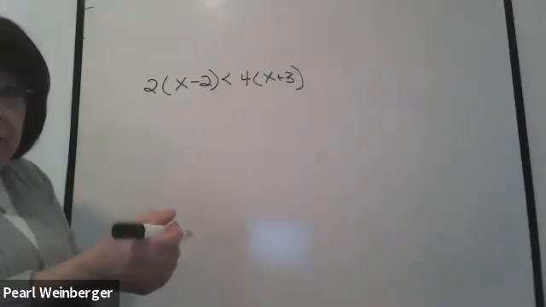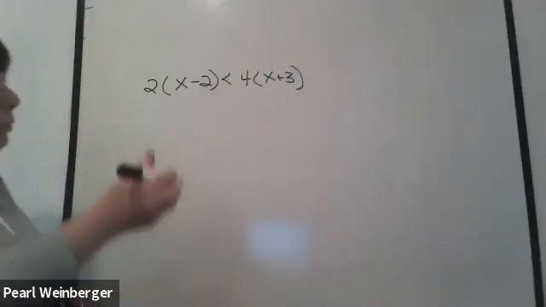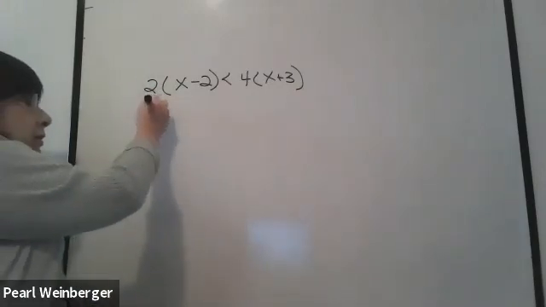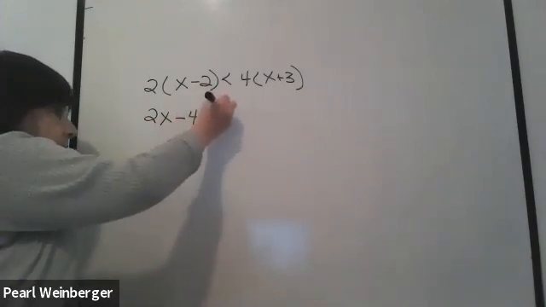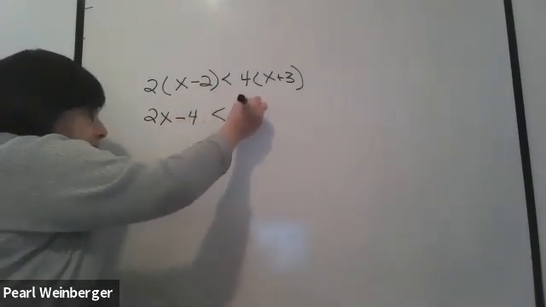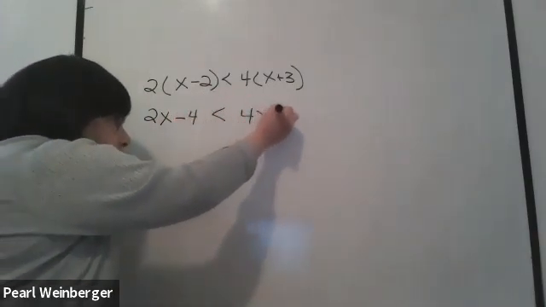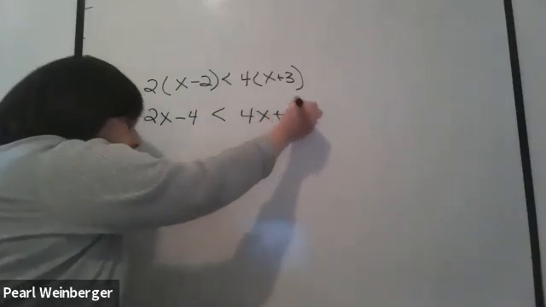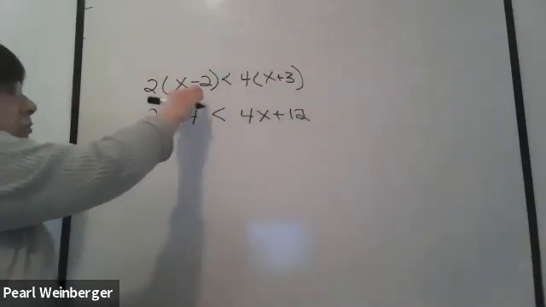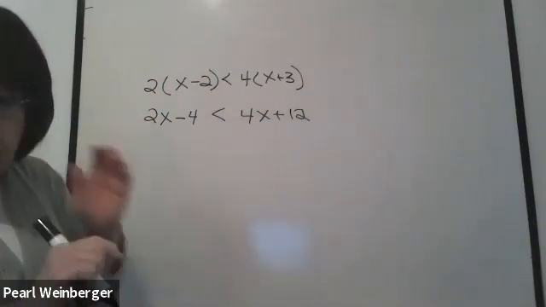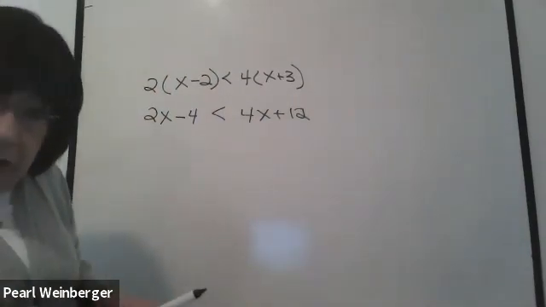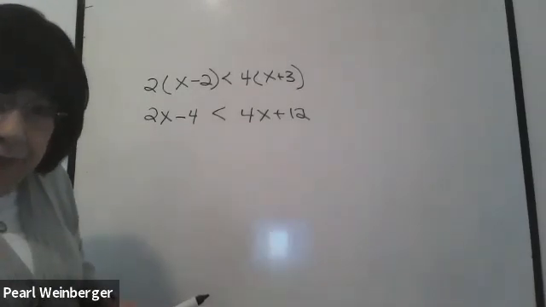Obviously, the first step is to remove the parentheses. So we're going to get 2x minus 4 less than 4x plus 12. Any question about this step? All I've done is use the distributive property to remove the parentheses. Okay, next step.